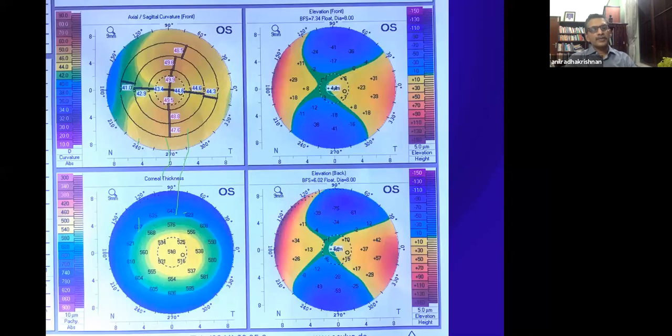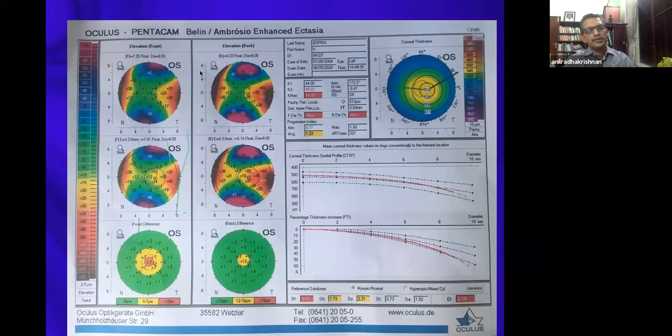You look at the topography of the same patient of the other eye. Even in the sagittal curvature map, you can see that it's coming to 49.6 and 48.6. And both of the eyes are not in one line. This is almost straight. There is some skewing of the radial axis over here. So just based on this, you can say this is abnormal. And the Belin Ambrosio enhanced ectasia display shows, as expected, abnormalities in almost all the maps and a D value of 3.19, which is clearly abnormal.